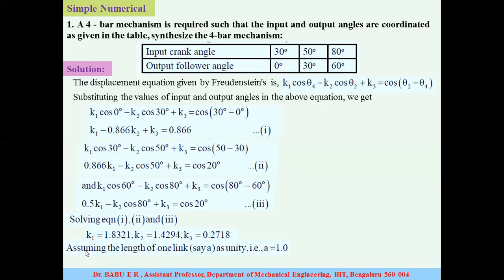Now assume the length of any one link, say A, as unity, that is the value of A equals 1.0 unit. I am assuming this because I have to synthesize a 4-bar mechanism. In order to find the dimensions of each link, we have to assume the dimension of any one link. So here I assumed A equals 1.0.